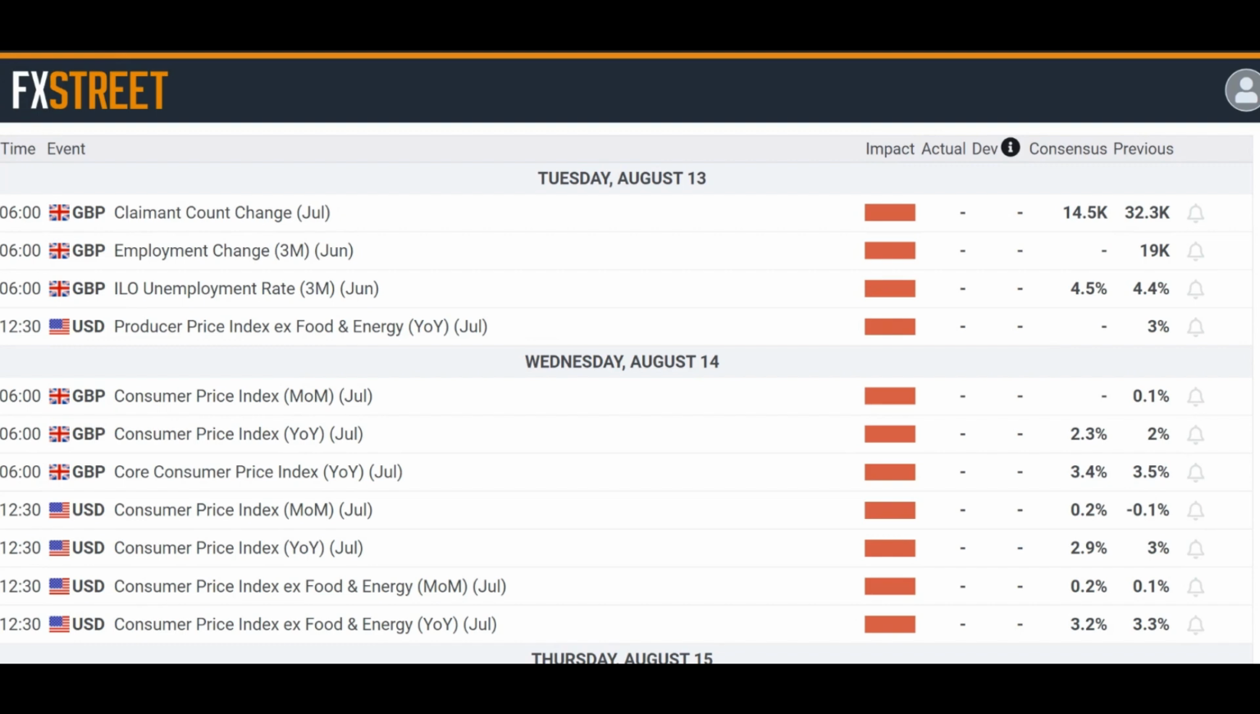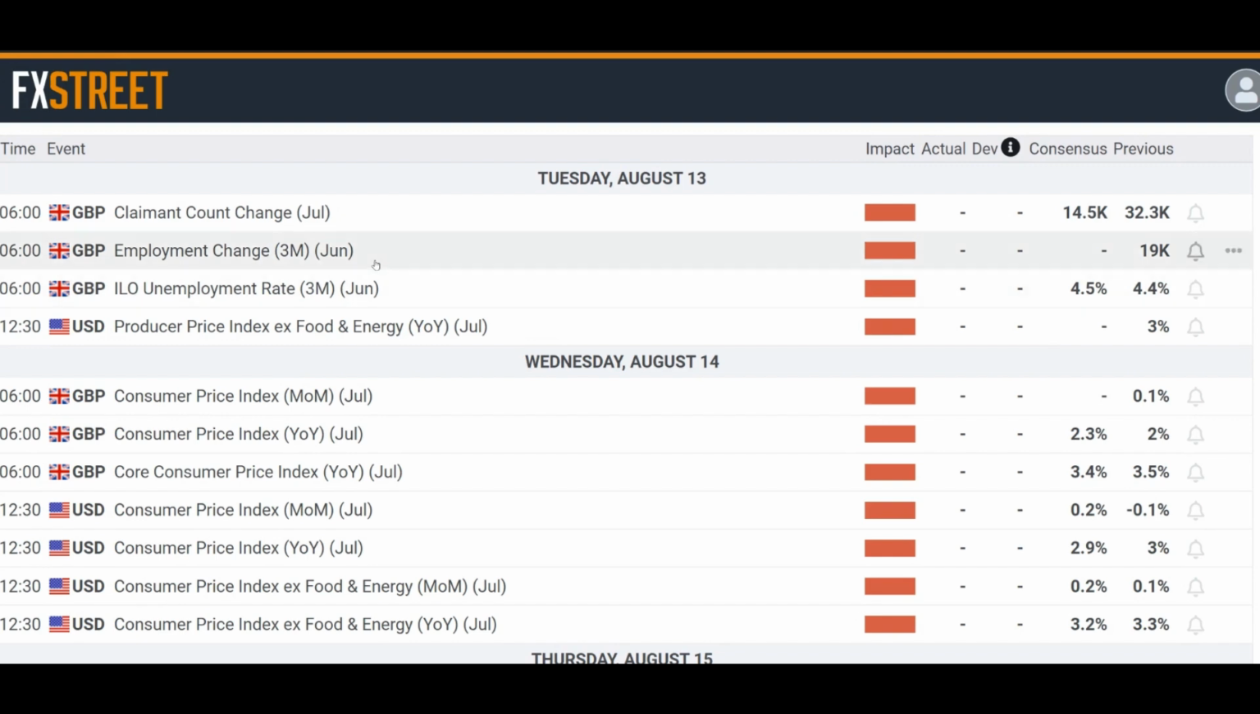We have the claimant count change, which refers to the net change in the number of individuals claiming unemployment related benefits over the last 30 days. We also have the employment change data, which is reported monthly, and it refers to the net change in the number of employed individuals.